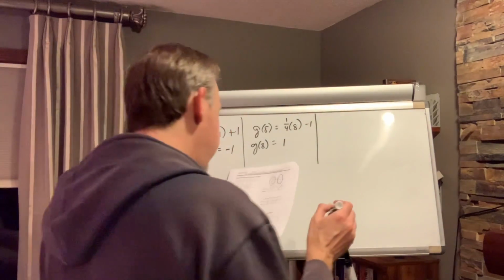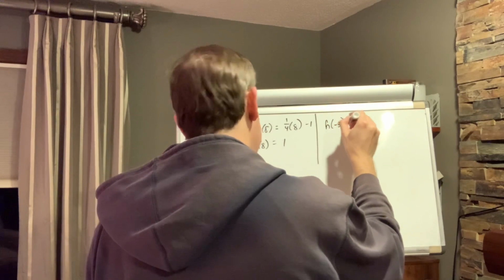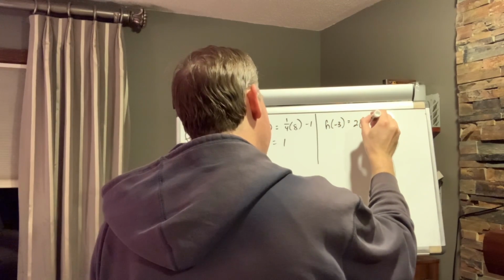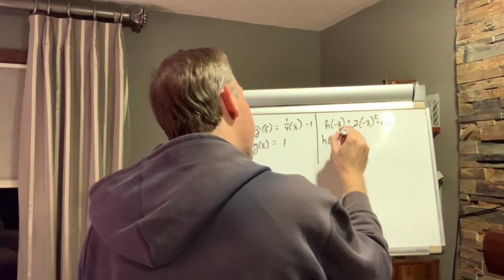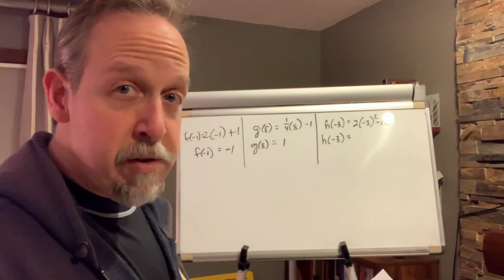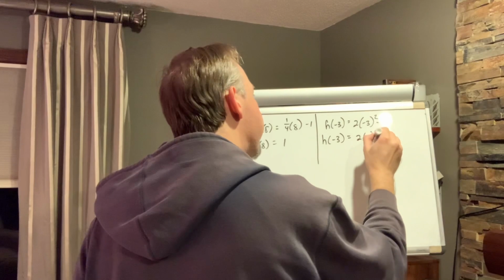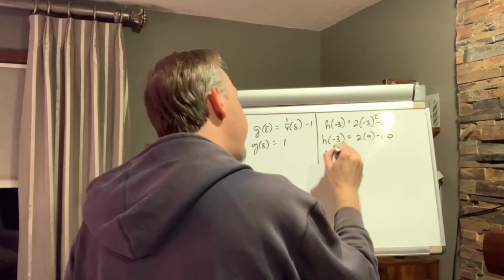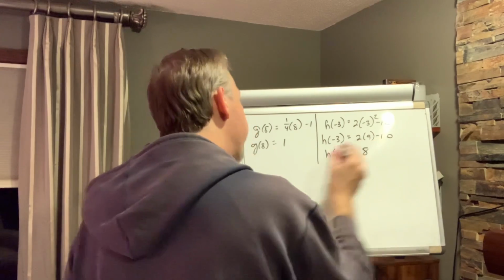H of -3, so we're using the h function. So h of -3 is 2 times -3 squared minus 10. Please remember that the -3 gets squared before you multiply by the 2. It's PEMDAS. -3 squared is 9. So h of -3 equals 18 minus 10, which is 8.